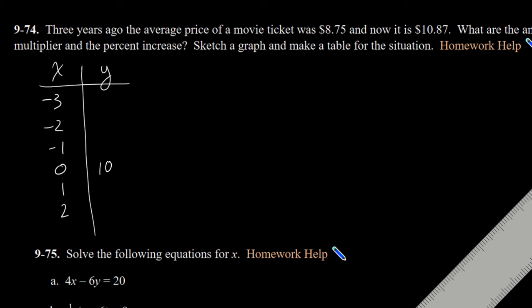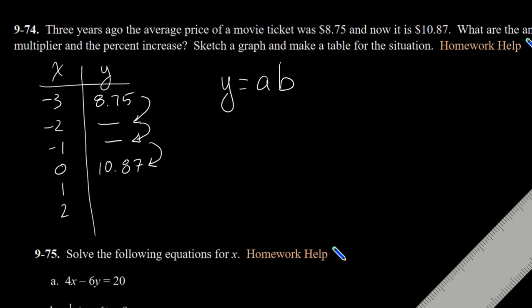This year it is $10.87. And 3 years ago, it was $8.75. So there's two values that are missing from this table, right? And if I want to figure out my multiplier, I know that I'm going to start here and multiply by it once, multiply by it twice, and then multiply by it a third time. So I'm going to be multiplying by my multiplier 3 times. And remember, we're looking at y equals a b to the x power. B is the multiplier. I don't know what that is, but I do know that A, my 0th value, is 10.87.